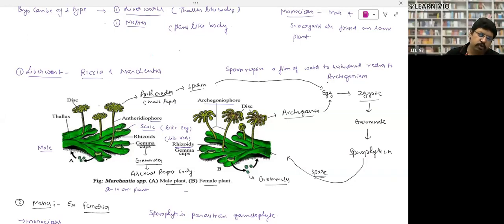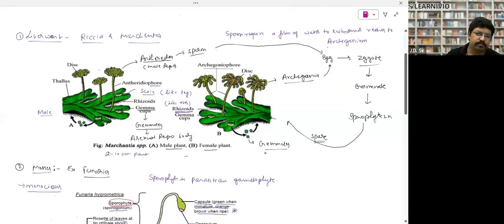There are gemmae you need to remember. Gemmae are in gemma cups. The gemma cups have gemmae. They are asexually reproducing bodies, right? Gemmae.